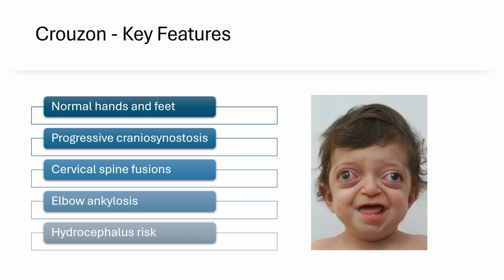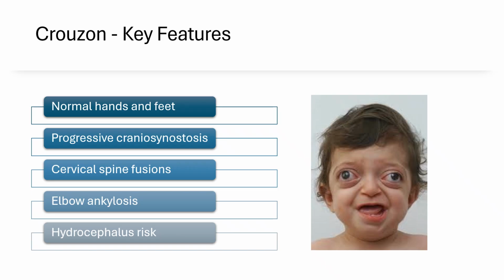They can feed themselves, write, play, and perform all the activities of daily living that require normal hand function. This single difference transforms the entire trajectory of the child's development and dramatically reduces the number of surgical procedures they'll need throughout childhood. Now let's examine the progressive craniosynostosis, which means that additional sutures continue to fuse abnormally over time.